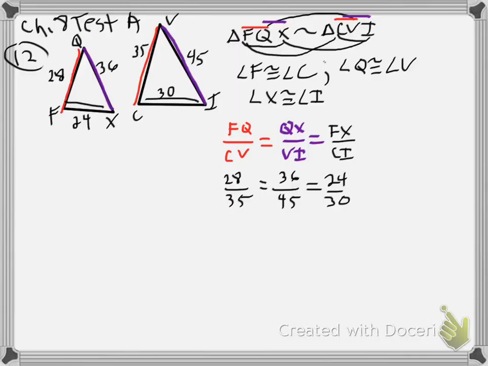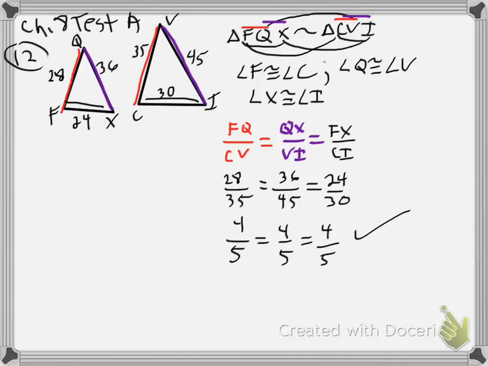And it doesn't matter how you reduce it. If I reduce it, let's see here, divide this by 7 and 7, so that's going to be 4/5. And this one, divide 36 by 9 and 45 by 9, and you get 4/5. And 24 divided by 6 is 4, and 30 divided by 6 is 5. So that proves that it works when you reduce them.